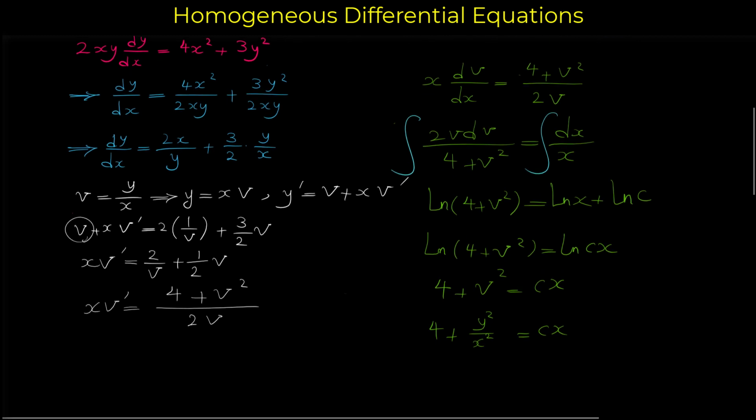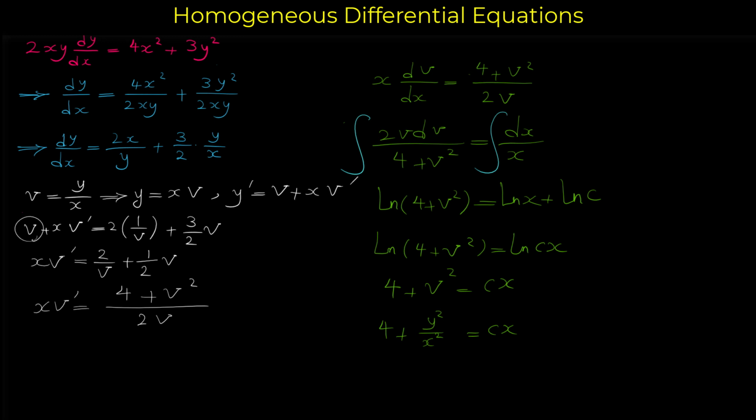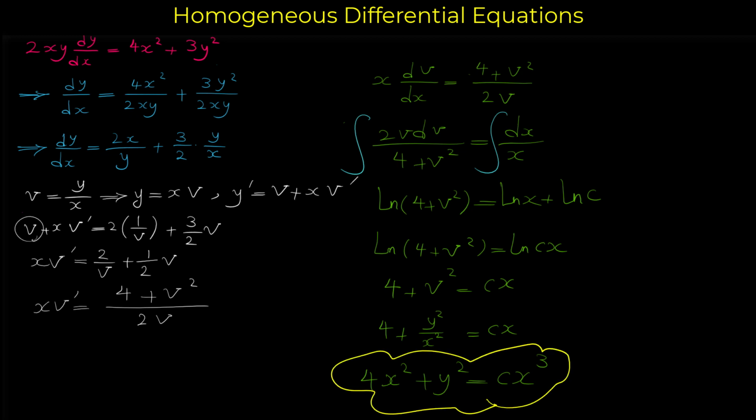Let me zoom in a bit here again. So we can write the final answer as 4x squared plus y squared equals cx cubed. So this is the solution of this differential equation. From here to here, I multiplied both sides by x squared.